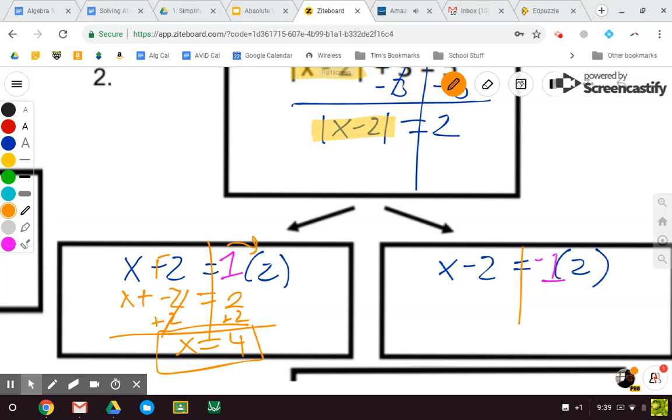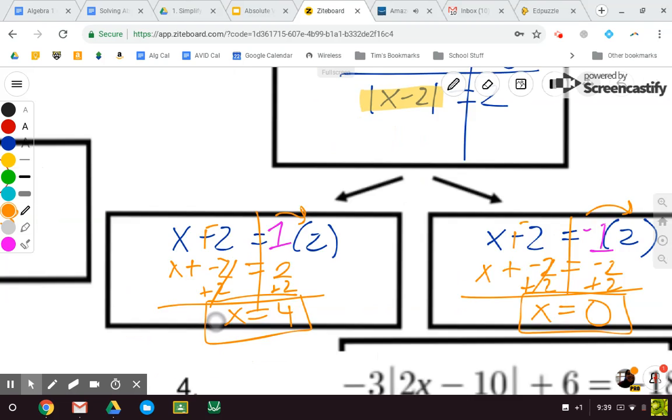Okay, now I'm ready to do the other side. Prepare, distribute. So x plus -2 is equal to -2. I'm going to add 2 on both sides. And I got x equals 0. So my two solutions this time are 4 and 0.